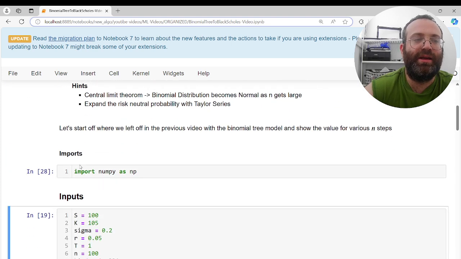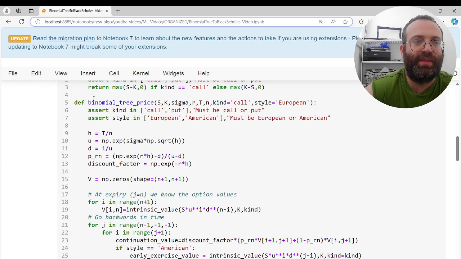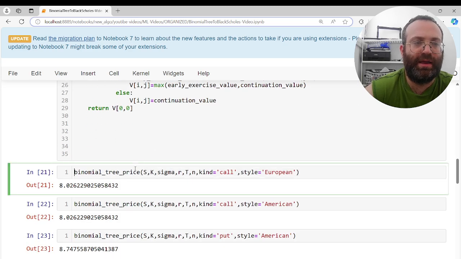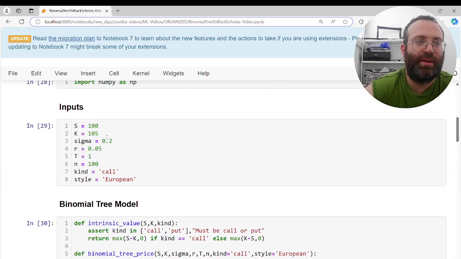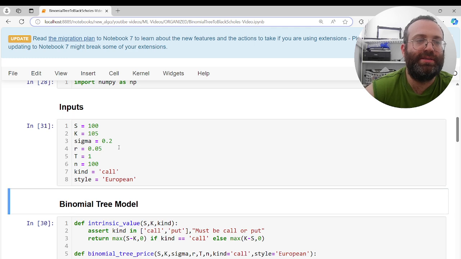So I'm just going to copy what we had in the previous video. We had the binomial tree model, with a function called binomial tree price that gives you the price of European call or put options, or American call or put options, with the binomial tree formula. Remember last time we had these parameters: the initial stock price S is 100, the strike K is 105, the volatility sigma is 0.2, the risk-free rate R is 0.05, the time to expiry T is 1, and we had N equals 100 time steps.